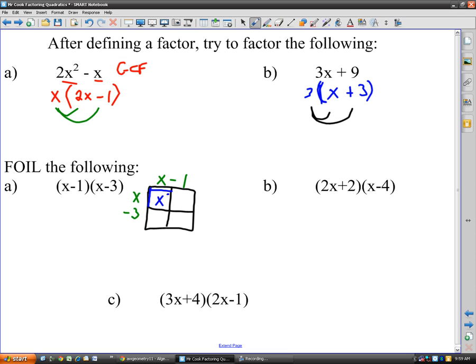Remember, when you're multiplying variables together, the little number changes. When you're adding them, the big number out front changes. Then I take x times negative 1, because that's the height and the width. X times negative 1 is negative x, or negative 1x.